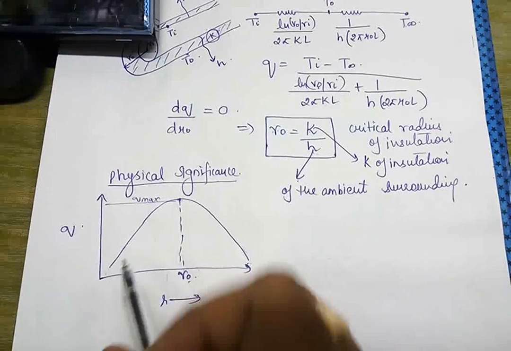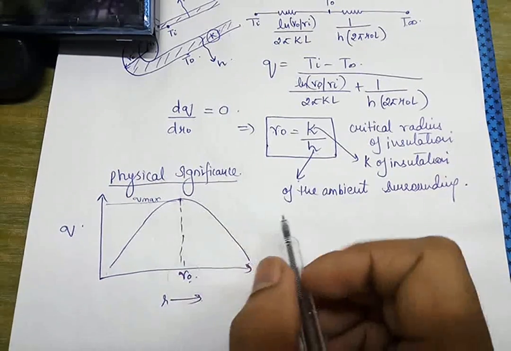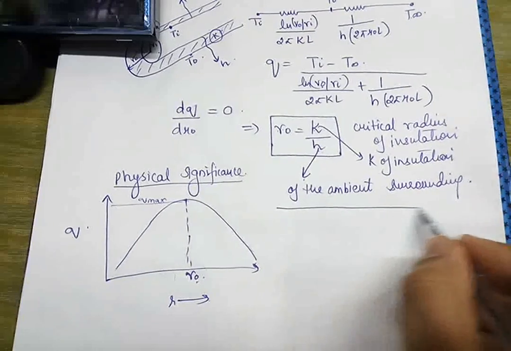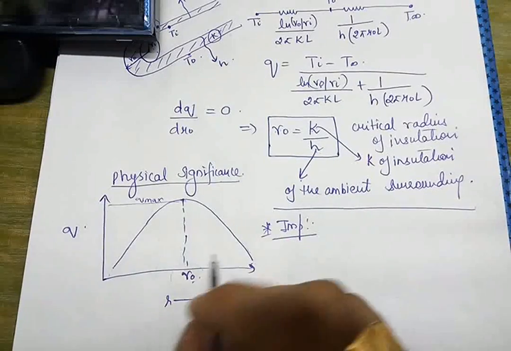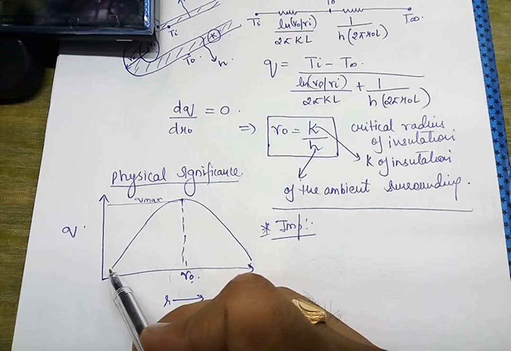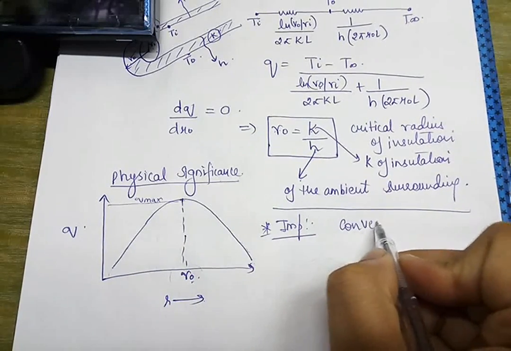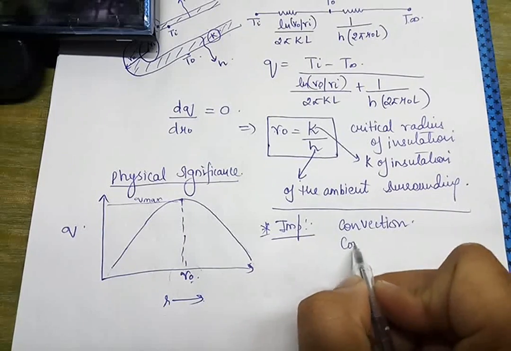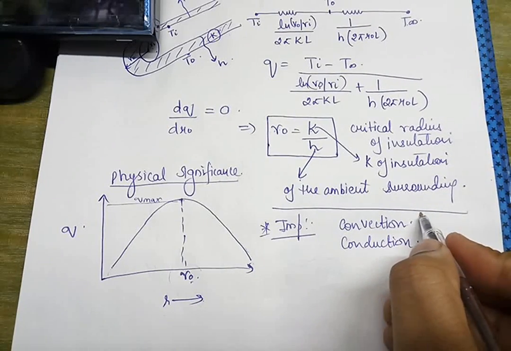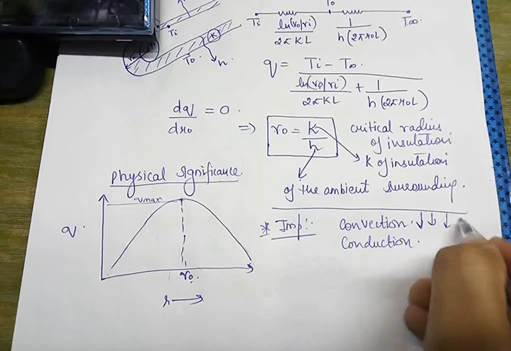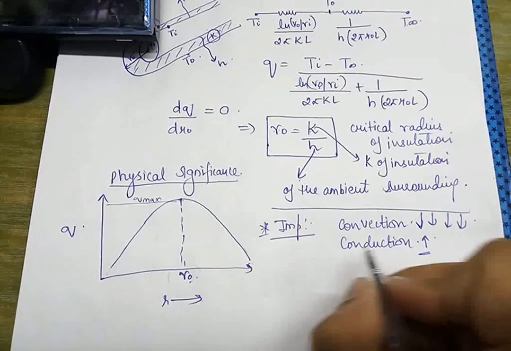Now what actually leads to the increase in the heat transfer rate up to the R naught point? This is a point to be noted. It is a very, very important point, a star point. When we add the insulation, there are mainly two resistances: one is the convection resistance, the other is the conduction resistance. On adding the insulation, the convection resistance decreases drastically, whereas in case of conduction there is only a very little increase in the conduction resistance.